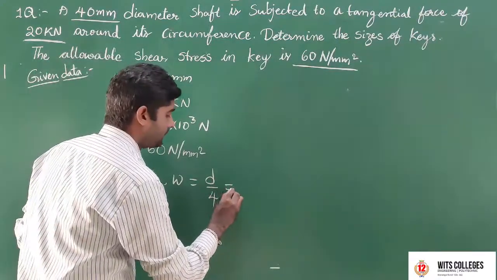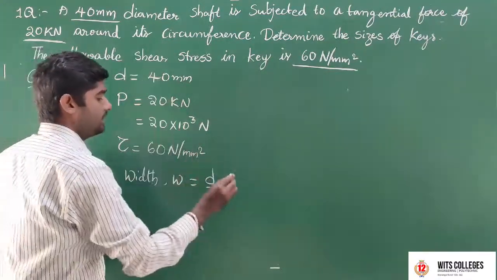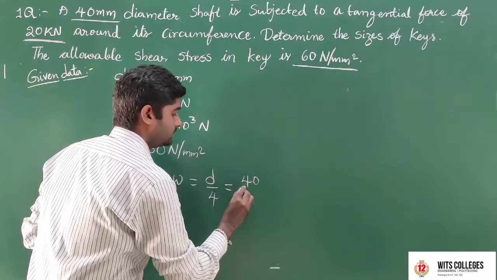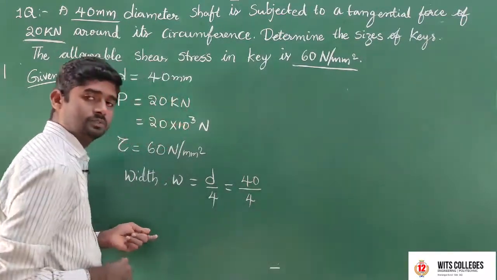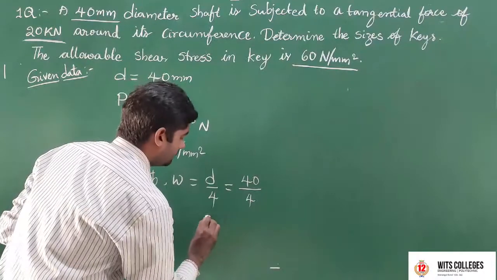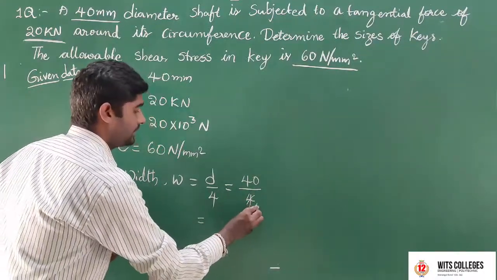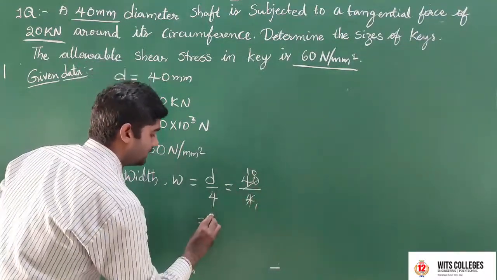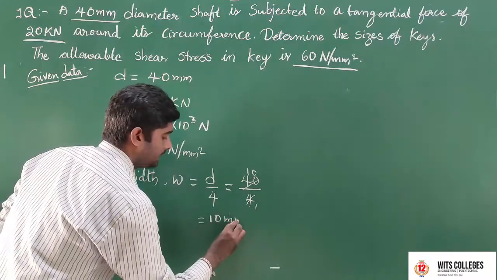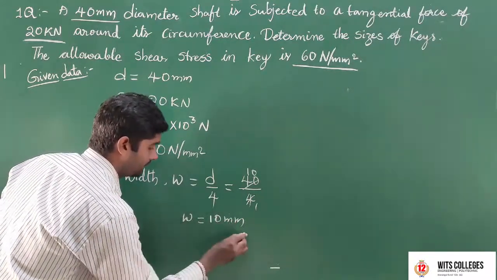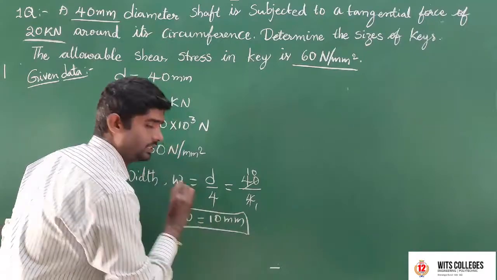Then substitute the diameter of the shaft, small d is equal to 40 by 4. Then W is equal to 10 mm, the width of the key.